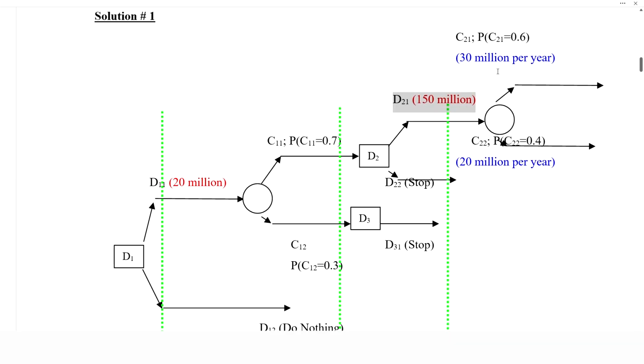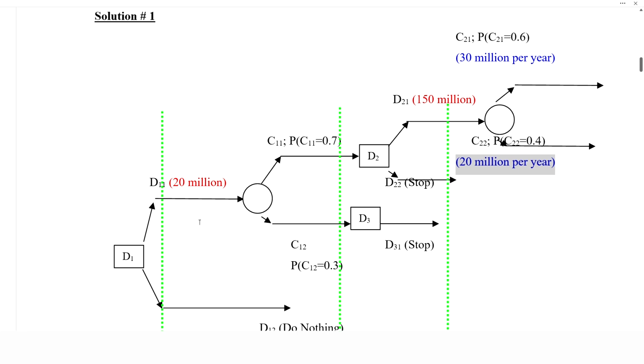And once the production starts, we know that there is a 60% chance of high demand, 40% chance of low demand. So, this C21 with a probability of 0.6 gives you 30 million per year, and this is blue in color because there is a cash flow coming back. For the low demand, which is C22 with a probability of 0.4, we know that 20 million will come back to the company, and the time duration, you remember, was given as 20 years for both cases, case 1 being 30 million per year for high demand, and case 2 being 20 million per year for low demand. The time duration of 20 years may not be true for both the cases.